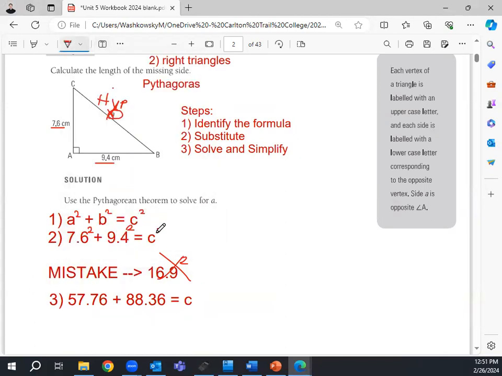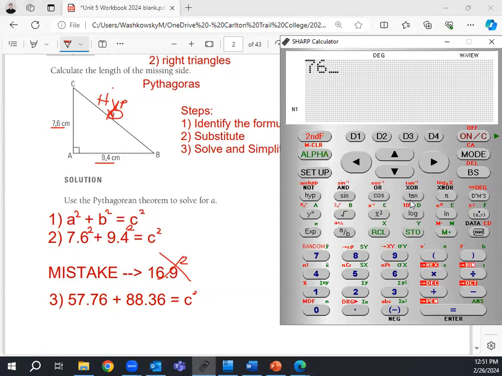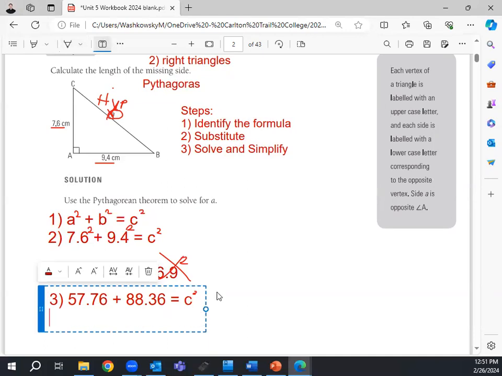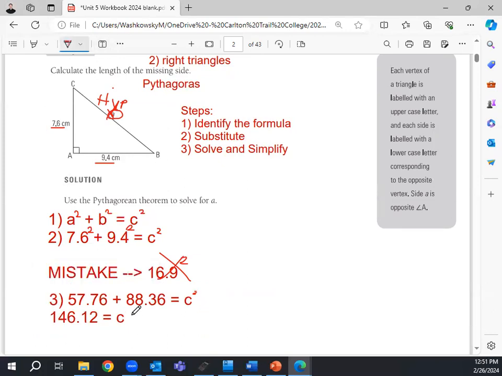Now, most people skip this step, which is totally fine. If you just want to literally put in your calculator 7.6 squared plus 9.4 squared, write it exactly as I have it, that's fine by me, right? 146.12, that works. So 146.12 is equal to C squared.